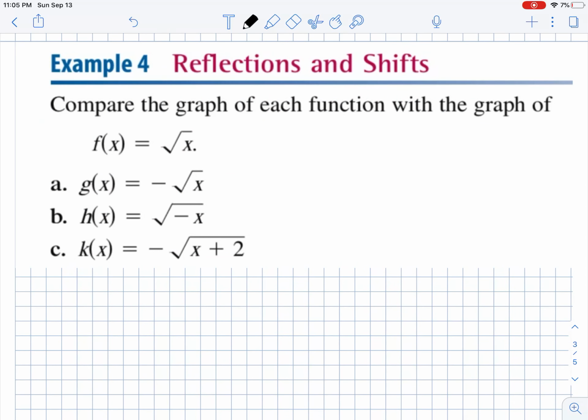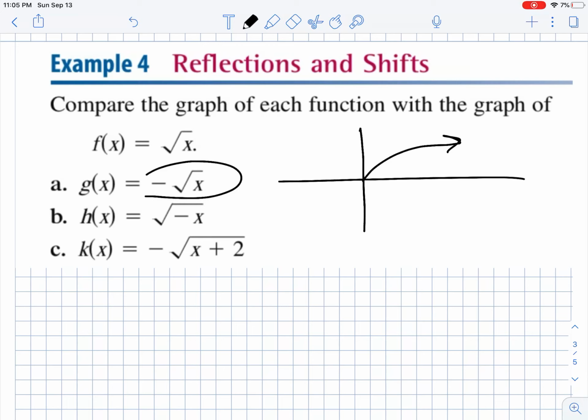We already talked about reflecting graphs. Compare the graph of each function. So remember that this parent function is the square root of x squared. Looks like that. If we're looking here, this negative in front basically just flips everything over the x-axis. Okay, so that negative in front on the A flips it over just like this.